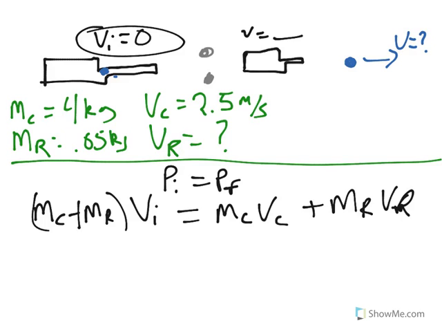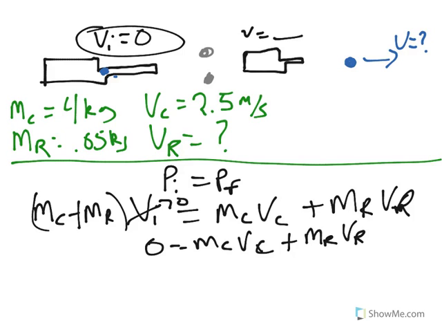Now, you should note that the initial velocity was 0 because it's not moving initially. And so 0 should equal the mass of the cannon times the velocity of the cannon plus the mass of the racquetball times the velocity of the racquetball. Alright, and that should quickly lead you to this conclusion. The mass of the cannon times the velocity of the cannon should equal the mass of the racquetball times the velocity of the racquetball, except negative. Alright? So the velocity of the cannon, since the cannon is recoiling backwards, would be negative.